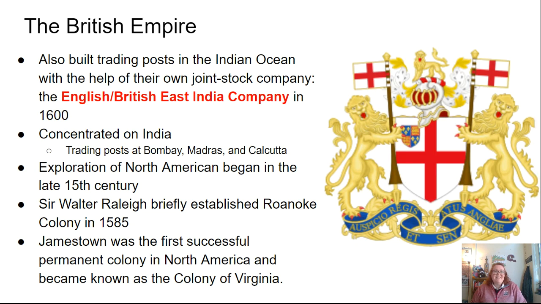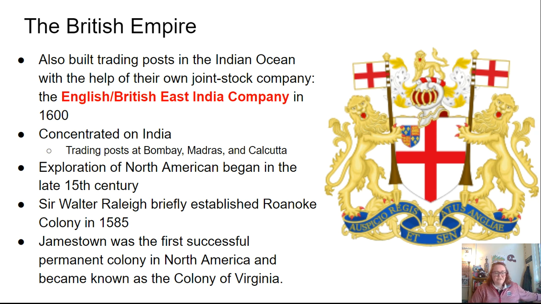New York State was New Holland, and New York City was New Amsterdam. Just so you know. Well, the British had to get in on this. They couldn't let everybody else have a piece of the pie. So they established their own joint stock company called the British East India Company in 1600. And they concentrated on India. And they set up posts at Bombay, Madras, and Calcutta.